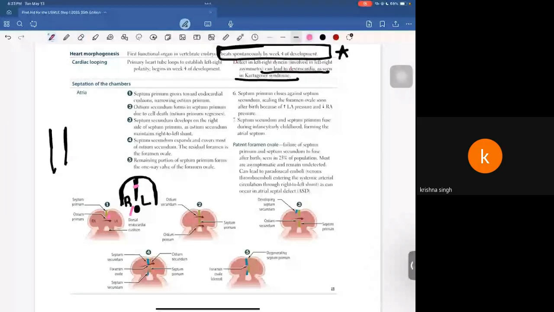Can you explain this concept once again? I got confused in the ostium primum and ostium secundum.